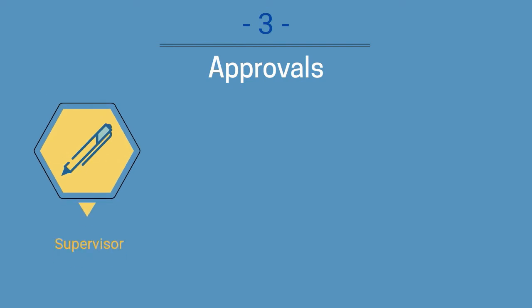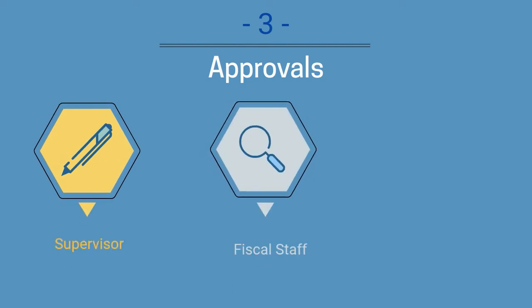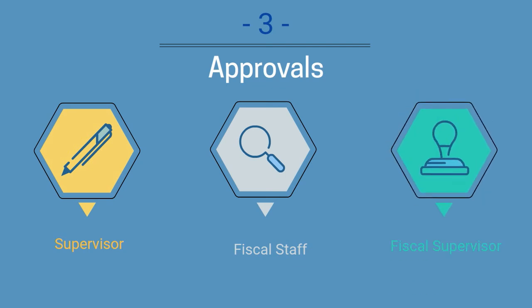There are three kinds of approvals that take place when you submit a reimbursement. The first is from your direct supervisor, as indicated on the payroll approval page. The second is when fiscal staff reviews the claim for accurate calculation and backup documentation. And finally, the fiscal supervisor provides the final payment approval.